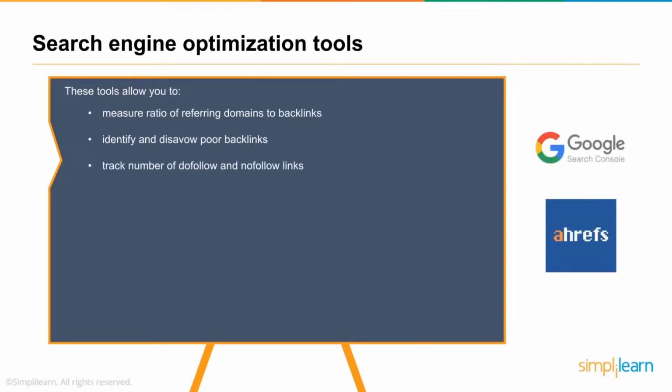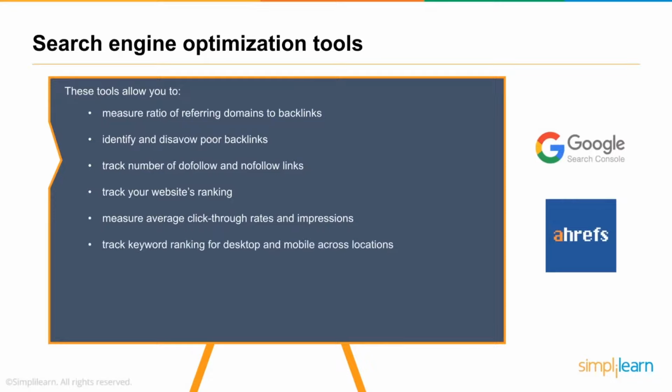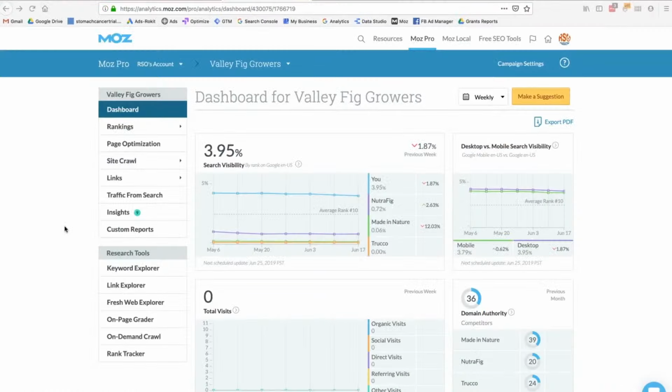We could track a number of follow and no follow links. Okay, we could track our website's rankings. We can measure click-through rates and impressions, just as we did with Search Console. We could track keyword ranking for desktop, mobile, across locations, just as we just did with the Search Console Performance Report. We can identify top performing, gaining, and losing keywords. Again, the Performance Report. So we could certainly look at the Google Search Console report, but if you have a platform like Moz, you can certainly also look at a lot of that data available.